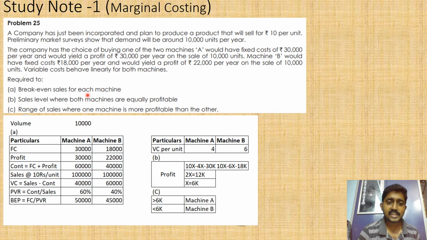Break even for sales we have to find. Very simple formula: fixed cost divided by PV ratio is the break even point. I'm not going to discuss it because we have discussed that enough.